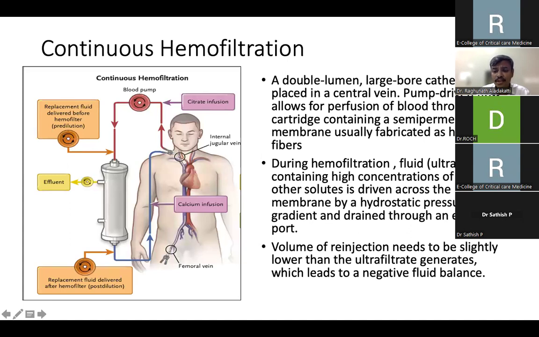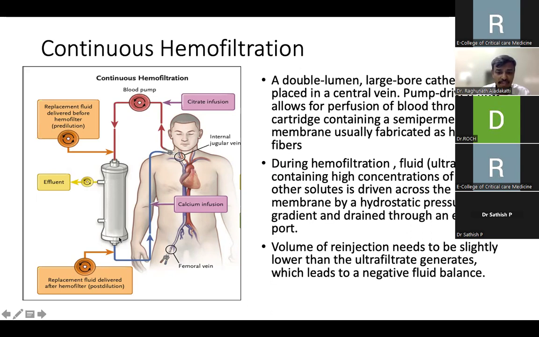So that's how we can use the terminologies, depending on whether we are removing solutes or fluid. With that, we can look here. It is a continuous hemofiltration. Here, a double lumen large-bore catheter is placed in the central vein, that is the internal jugular vein. A pump drives blood flow, allowing perfusion through the cartridge containing a semi-permeable membrane, usually fabricated as hollow fibers, as I mentioned. During hemofiltration, ultrafiltrate containing high concentration of urea and solutes is driven across the membrane by a hydrostatic pressure gradient, because it is hemofiltration, and drained through the effluent port. This is the effluent port, going out.